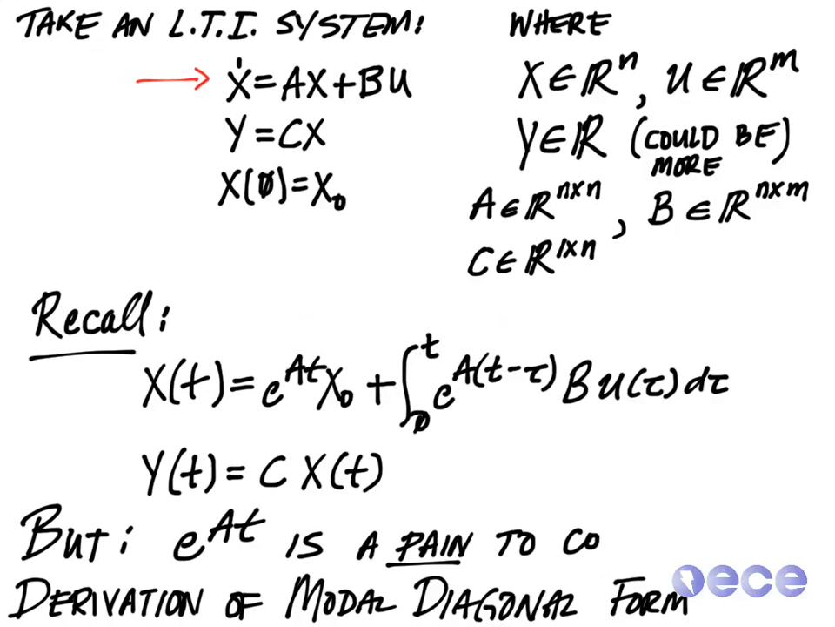So the trouble is that e to the At is a pain to compute if it has lots of elements in it that are not equal to 0. So we'd like a less painful way to calculate y of t, especially because y of t is what we care about. We care about making sure that our system is stable.